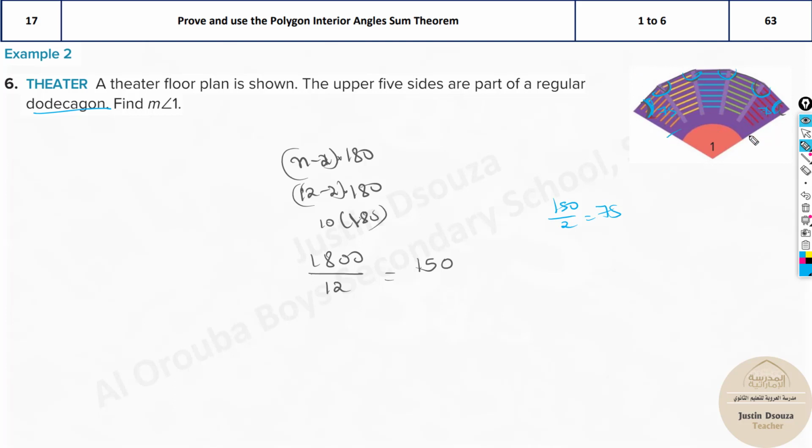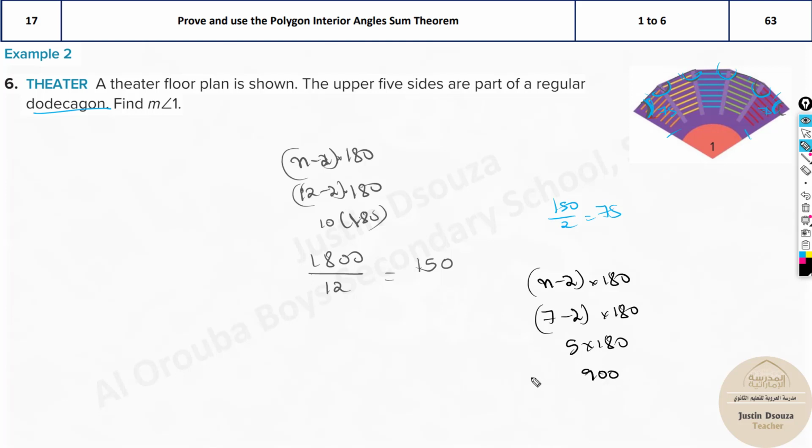How many sides are there? 1, 2, 3, 4, 5, 6, 7. So I will just have to do the same formula, n minus 2 times 180, and use 7 minus 2 times 180, that is 5 times 180, or 900 degrees.